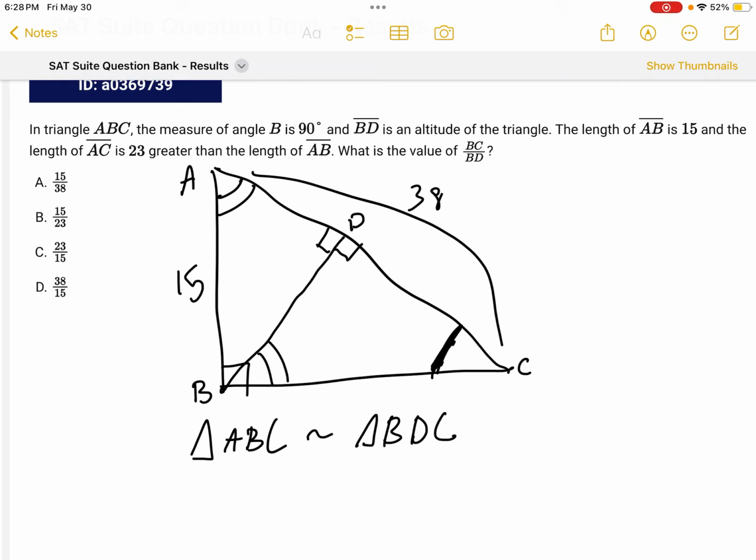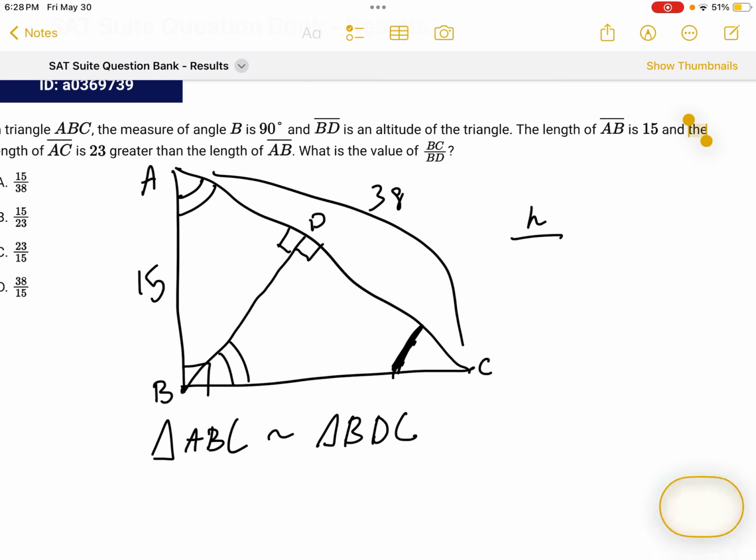We want BC over BD, so let's focus on triangle BDC. That's where the two sides are. BC is the hypotenuse because it's opposite the right angle, and BD is the opposite side to angle C. Now, hypotenuse over opposite is just 1 over opposite over hypotenuse, which means it's 1 over the sine of whatever angle we're referencing the sides from. In this case, 1 over sine C. So the ratio we want is just 1 over sine C.